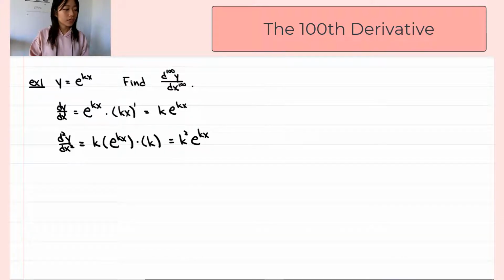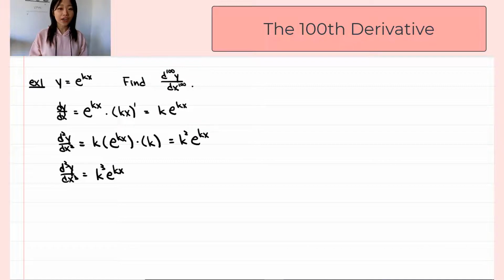Now let's find the third derivative. So the third derivative is the derivative of the second derivative. So we take the derivative of k squared times e to the power of kx. So similarly, we use the chain rule on the exponential function, and the derivative of kx is k. So we'll end up with another k in front. So the third derivative is k cubed times e to the power of kx.